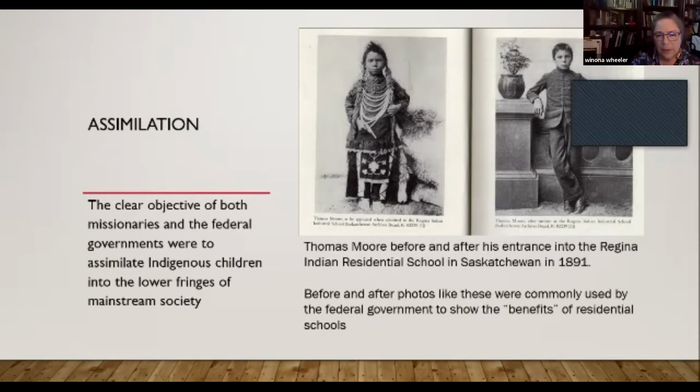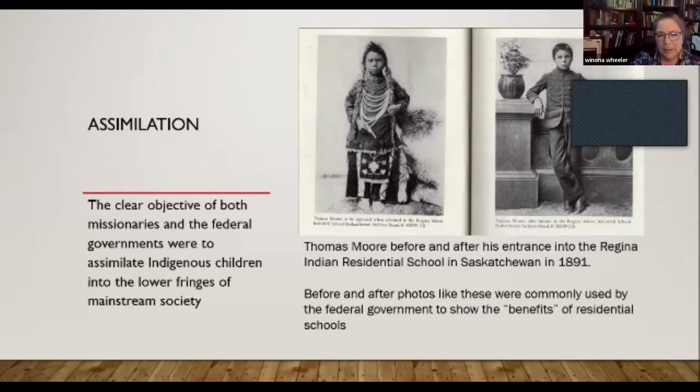This photo is really a well-known photograph. It's a picture of Thomas Moore Keesick. On August 26, 1891, 8-year-old Thomas was enrolled in the Regina Indian Industrial School along with his brother Samuel and his sister Julia. He was the 22nd student registered in the school, which operated from 1891 to 1910, and he became known as Number 22.